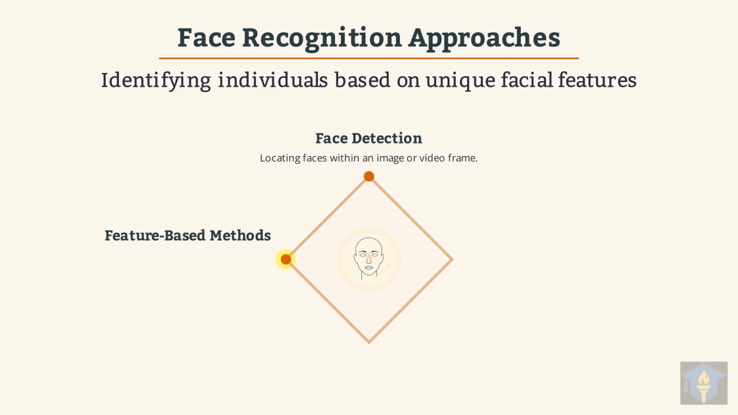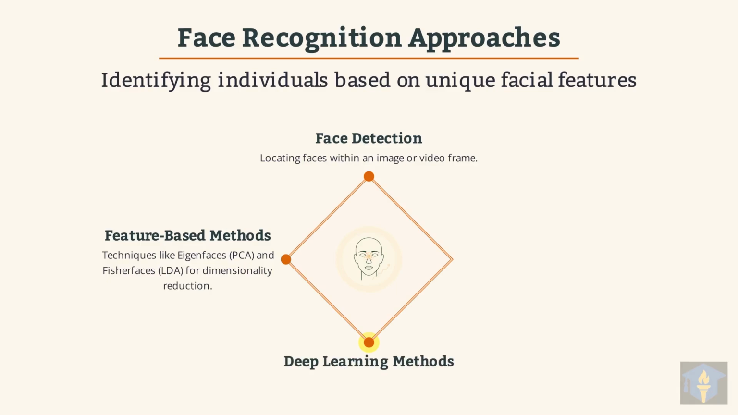Next, we have feature-based methods, which rely on extracting specific characteristics from faces. These include eigenfaces, using PCA, and Fisherfaces, using LDA, both for effective dimensionality reduction. Deep learning methods have significantly advanced face recognition, offering superior performance and robustness. These methods often utilize convolutional neural networks, or CNNs, and models like FaceNet for high-accuracy recognition.